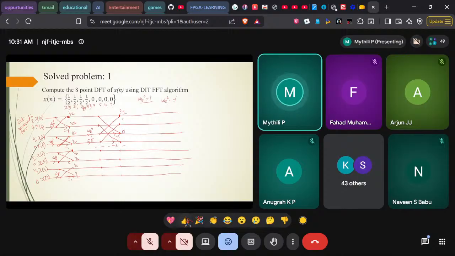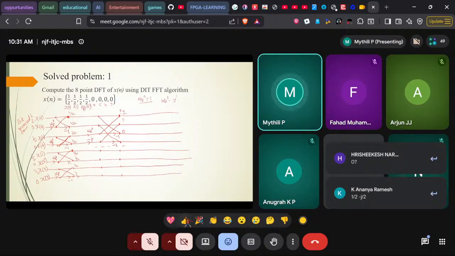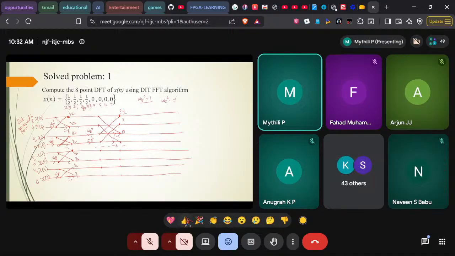Okay, now tell me the second value. Half minus j by 2. Yes, exactly. So here, from this line you can see the previous value is half. And here it is half into minus j. So half minus j by 2.